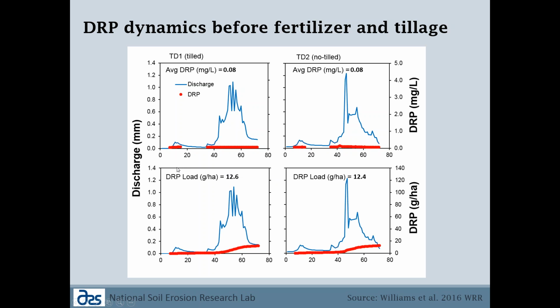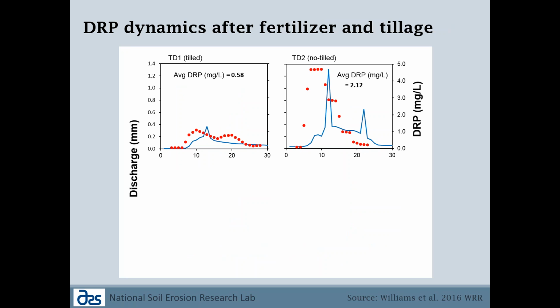And as a result, the loading from these fields was both the same, which we would expect because they were managed the same. We had a very small load for this event of only 12.6 grams per hectare, so pretty small. So let's look after the fertilizer and tillage. This graph on the left is for the tilled field, and the graph on the right is for the no-till field, where we would have soluble phosphorus at the surface. This is showing an example of what either stratification or broadcast fertilizer can do for tile concentrations.